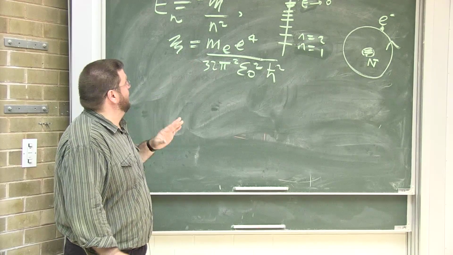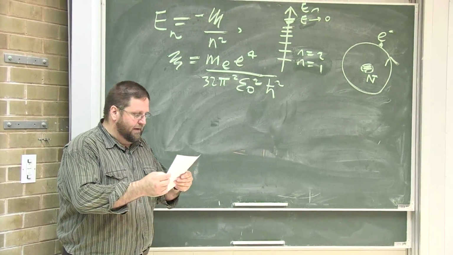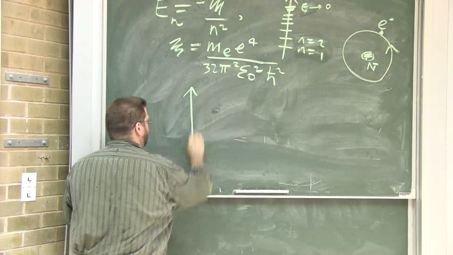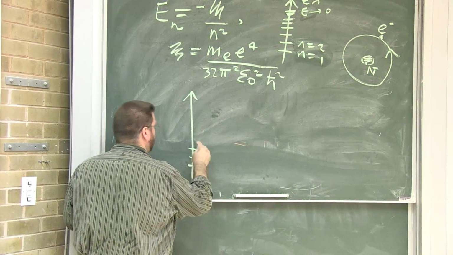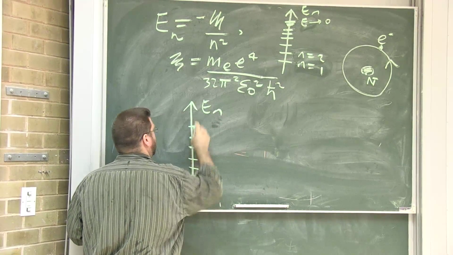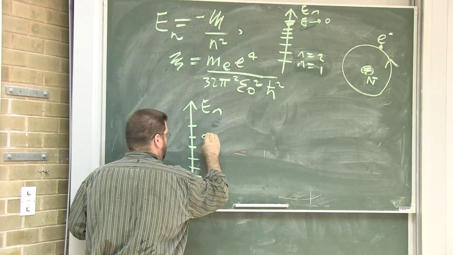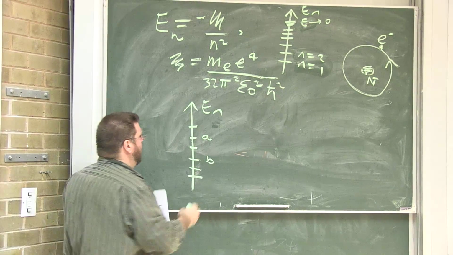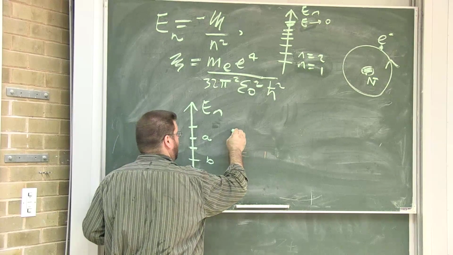So you've got this formula and you want to get the Balmer formula as a special case. So let's draw this energy diagram again. There's a whole lot of energy levels labelled by N, but I want to pick out two of them. I'm going to pick out an energy level called A and an energy level called B, and I'm going to imagine the atom de-exciting.